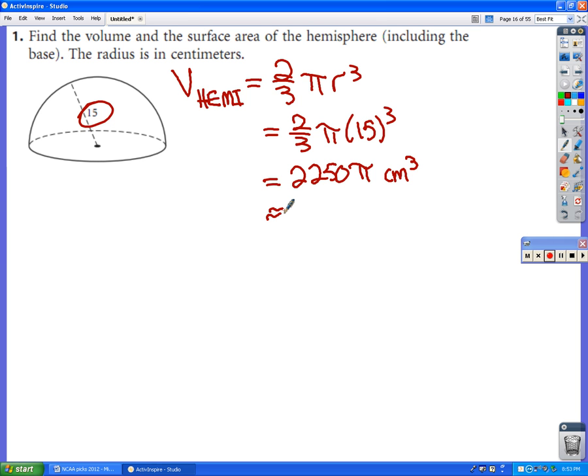And so that has a pi in it, so that would be your exact answer. If I want an approximate answer, I take that and multiply it by pi, and that would be 7,068.6 cubic centimeters if that's how you want to do it.